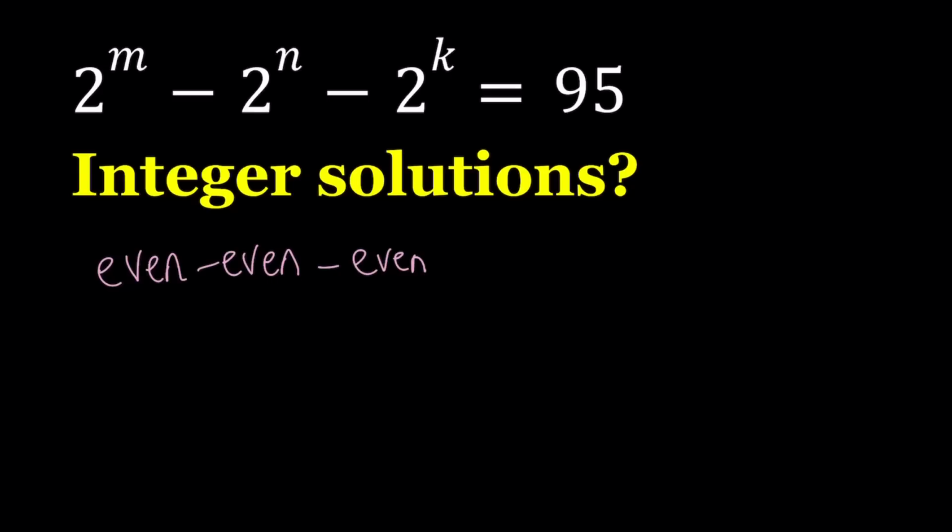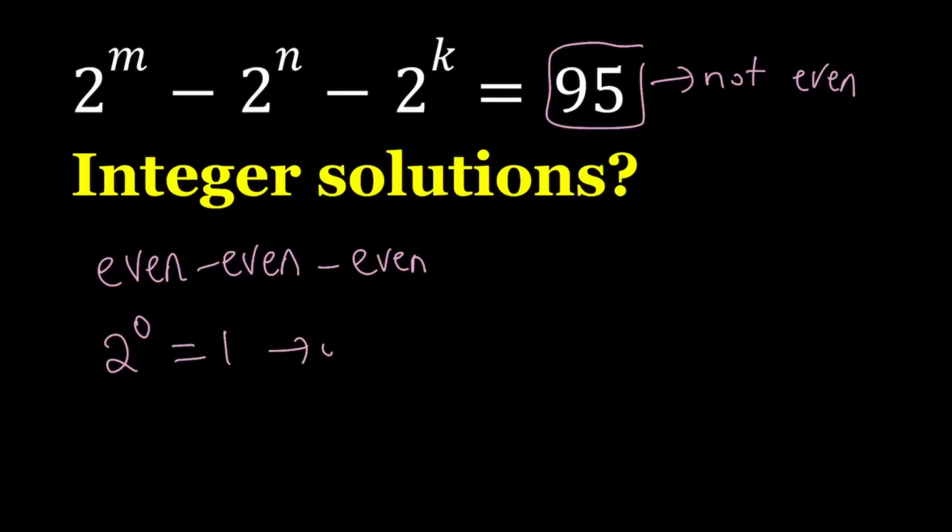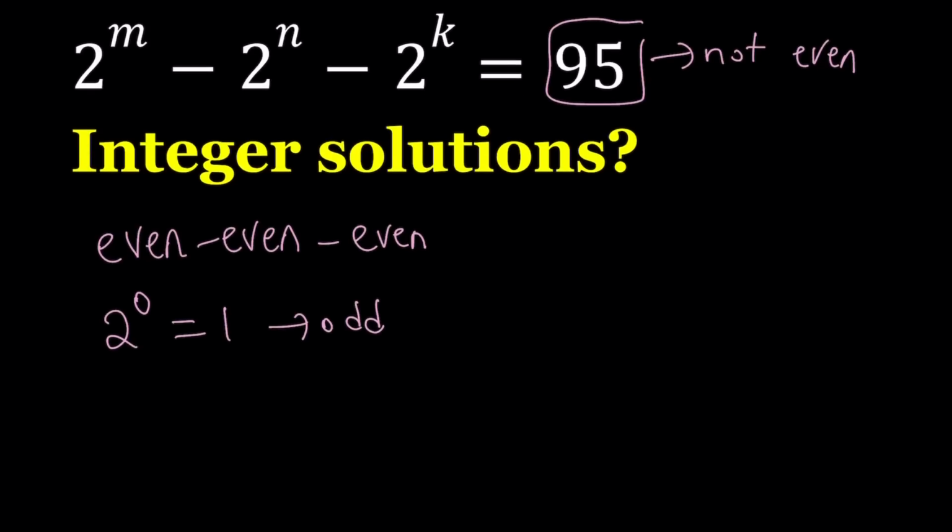But guess what? 95 is not even. So how is that possible? This is kind of odd, right? Well, 95 is odd, and it's really odd. So how is this even possible? Well, here's the thing. 2 to the power 0 equals 1, and that's an odd number. So that's the key. Is 2 to the power 0 a power of 2? Well, in some sense, yes. So 1 is actually the only power of 2 that is not even. I'm not talking about fractions like 1/2 or 1/4. We're talking about integers here.